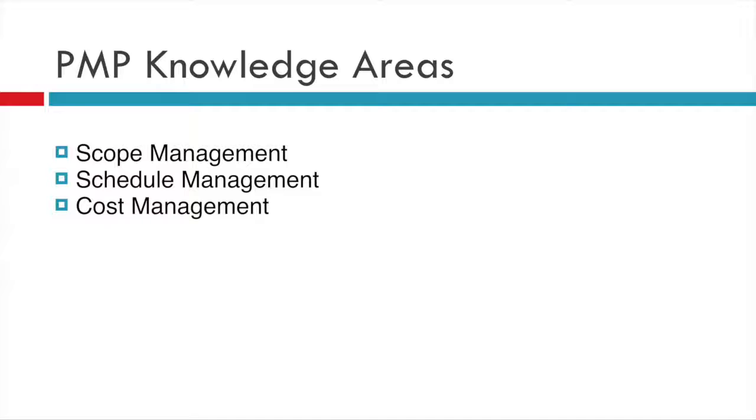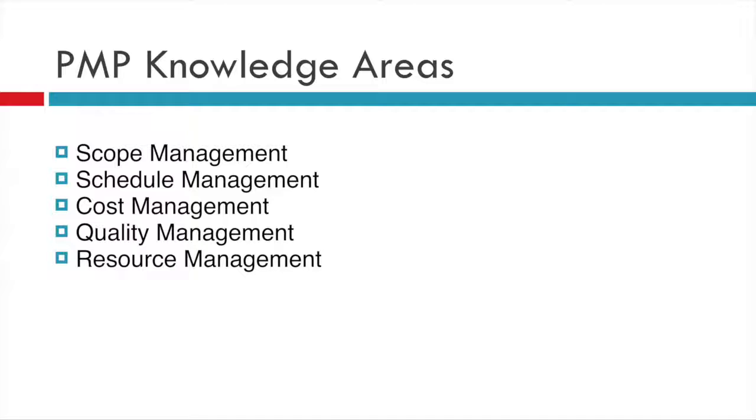Then the cost management. As the name says, it is all about budget. In this chapter you will study how you estimate the cost, how you define the budget for your project, and how you control the budget for your project later on during the execution. Quality management: how you plan quality, how you define quality, how you do the quality control and the quality assurance. So it is very much in detail about the quality of your project.